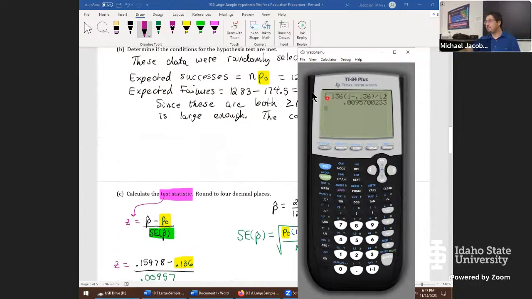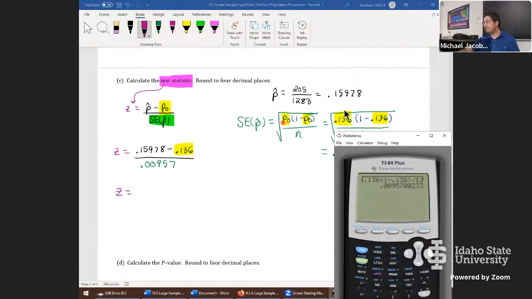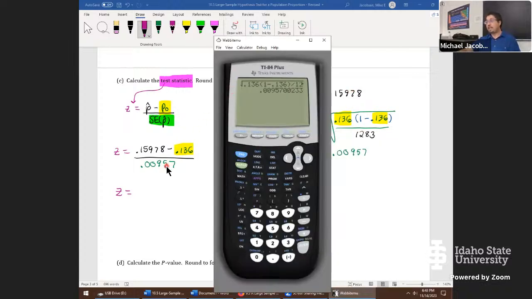When we say that again, the reminder is we're trying to find how many standard deviations we're away from 0.136 when we calculated 0.15978. This is saying about 16% are THC users. The null hypothesis was saying about 13.6, so that's significantly different. However, that's never the full story. We want to know how different in terms of standard deviations. So that denominator becomes like the most important thing in a test statistic.